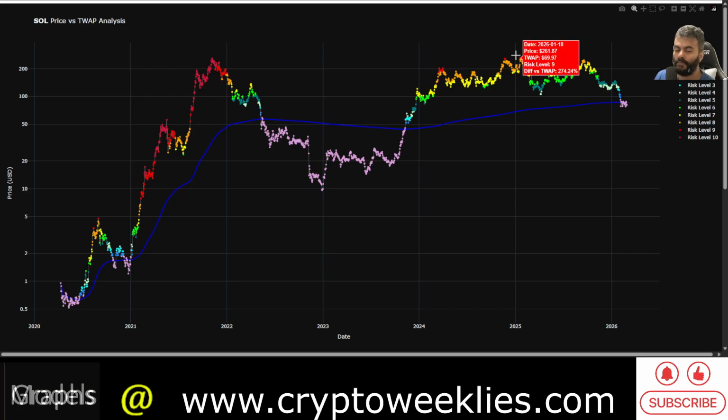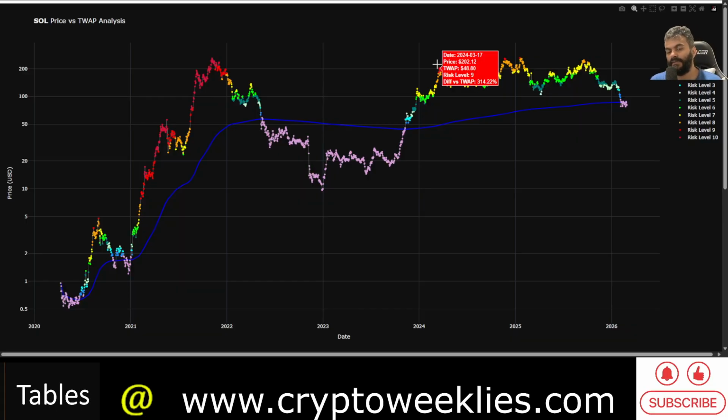Especially you can see that towards the euphoria phase of the asset class, the difference between the price and the time weighted average price, even in this lackluster 2025 bull run for altcoins, where there wasn't a relevant or significant altcoin season, even in that environment, the difference between the price and the time weighted average price for Sol at the peak was more than 275%. At one point it was around 300% in late 2024, and in early 2024 the difference was at around 315%.